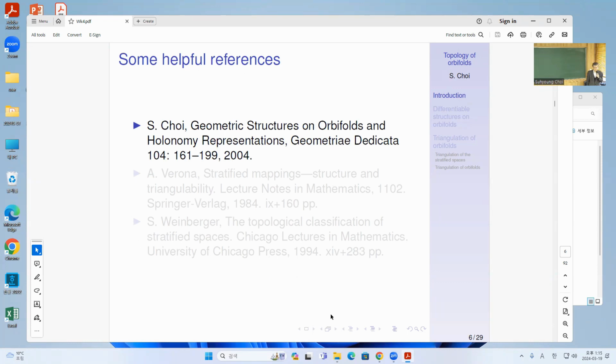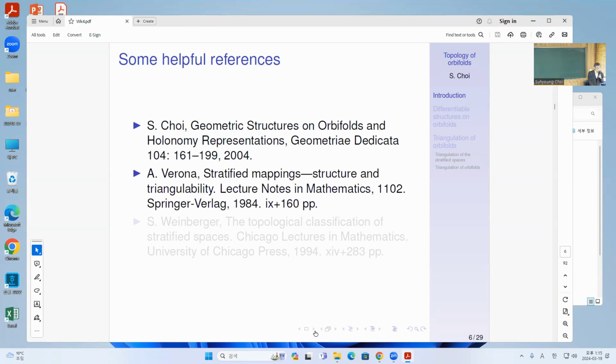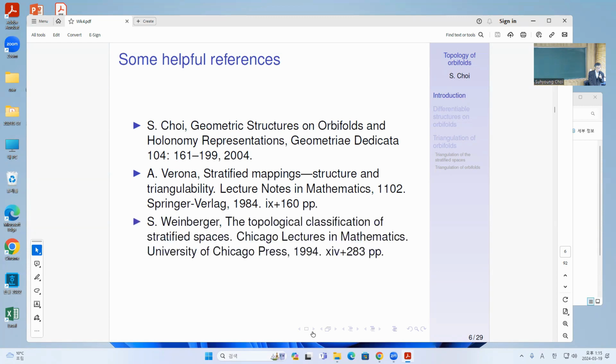And then this is my paper. It talks about geometric structures on orbifolds here, so it could be useful. And Pflaum, this is in LNM, and it talks about the triangulability of stratified spaces. And the Weinberger, this is also a very good book on stratified spaces, talking about lots of different topics also.